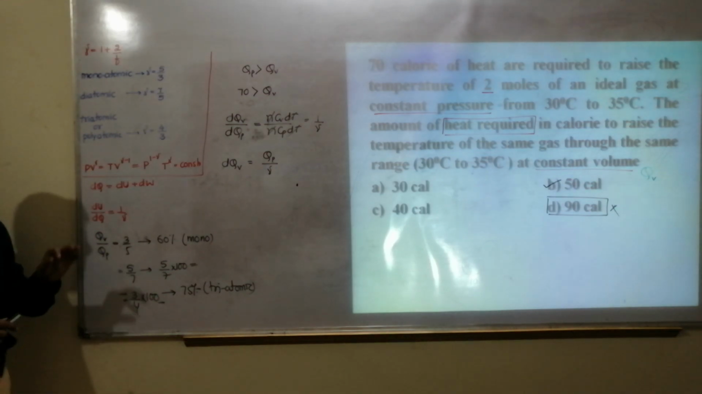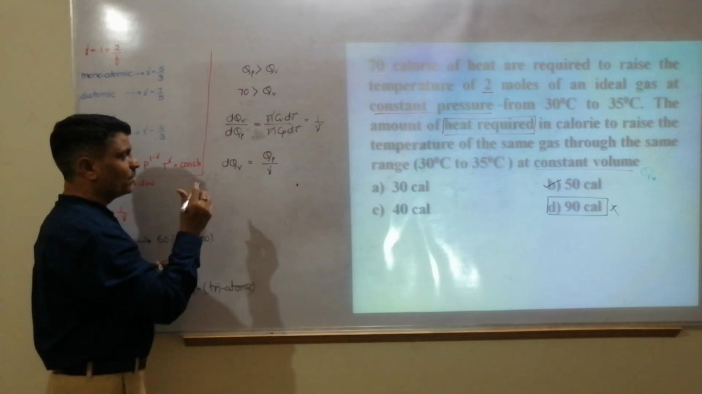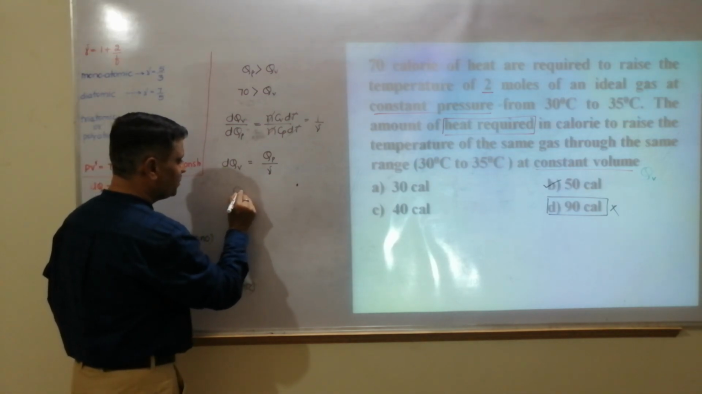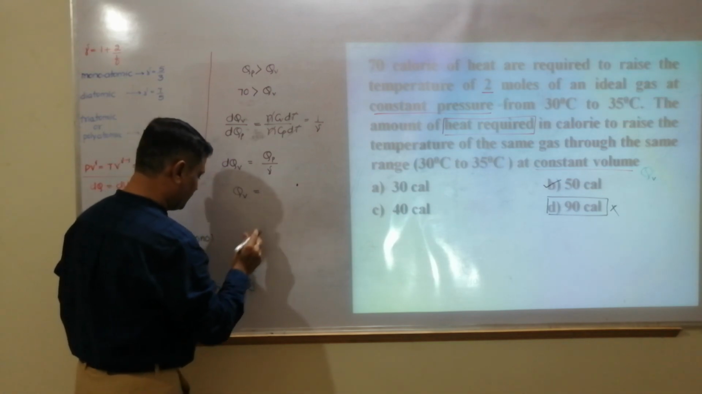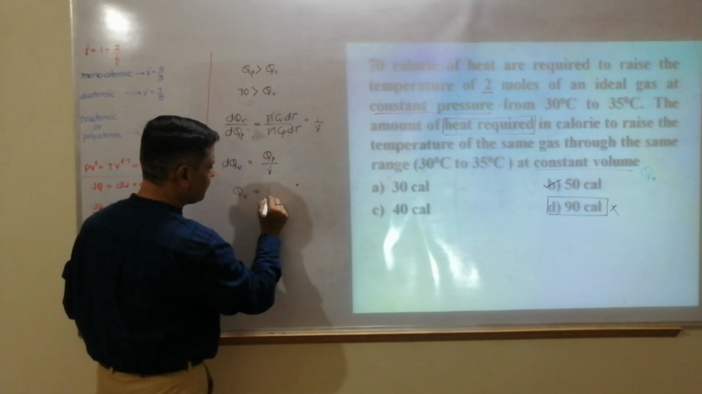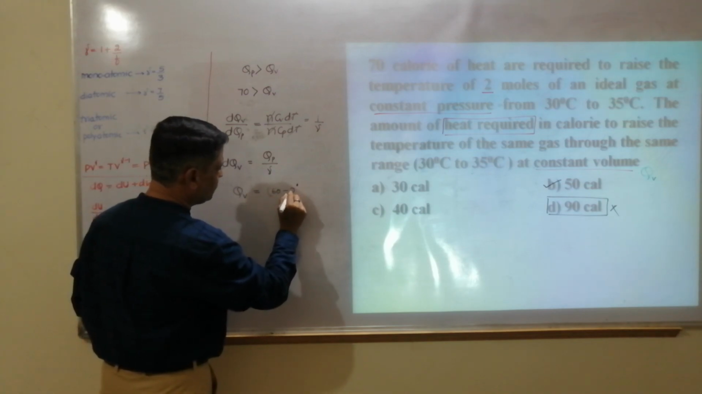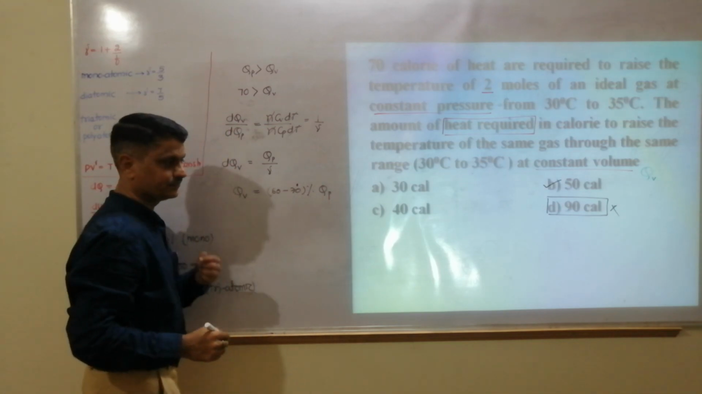70%. Therefore, what I want to say is, here Qv varies from 60 to 70% of Qp. 60% to 70% of Qp. This you have to remember.